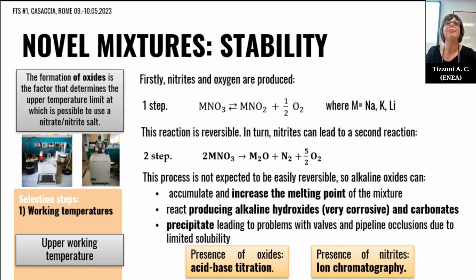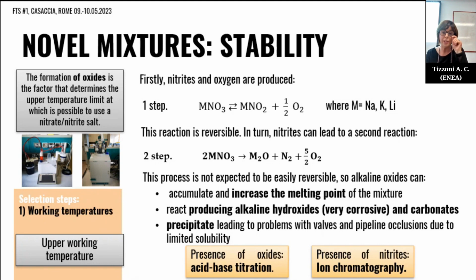Then we have to define the upper working temperature, of course. In fact, as already said, by increasing the temperature, the molten nitrates undergo a degradation mechanism, which in general can be divided in two steps. Firstly, nitrites and oxygen are produced, and this reaction is reversible, but nitrites can lead to a second reaction producing oxide, and this process is not expected to be reversible.